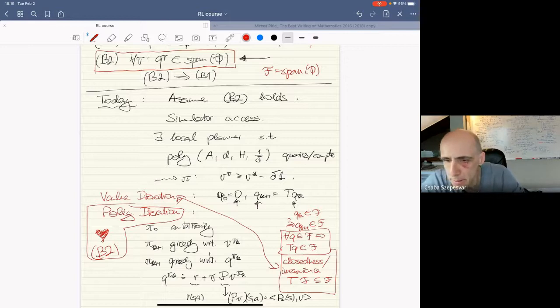Still remains to be seen whether this can be done, right? Like so far, this is just an idea that if B2 does hold, then maybe there is some variation of policy iteration that we can make work, right? So we can compress the computation that policy iteration does under assumption B2. Okay.